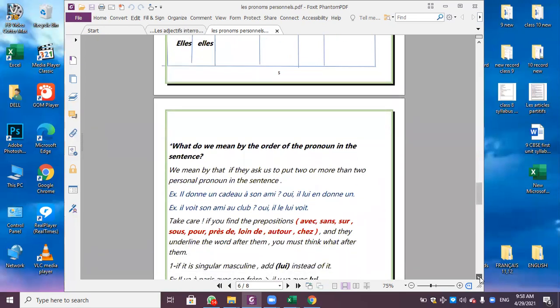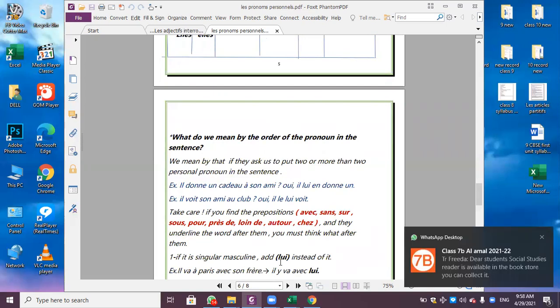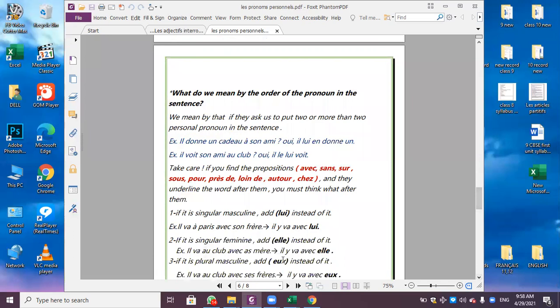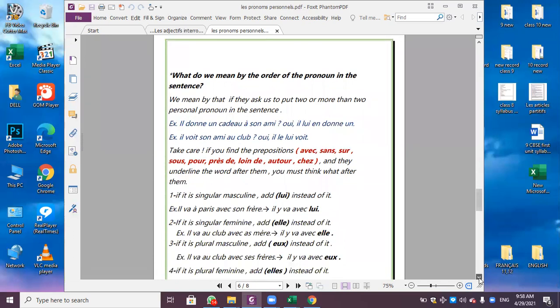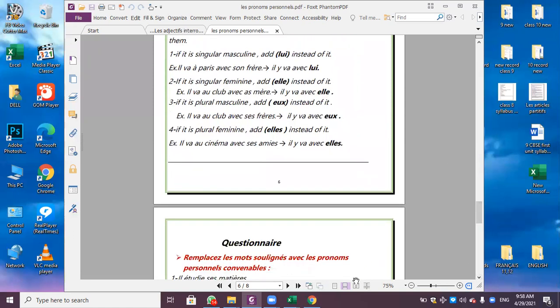Okay, take care. If you find the prepositions avec, sans, sur, sous, près, loin, autour, chez, and they underline the word after them, look at this word after the preposition. If it's singular masculine, it will be lui. Il va à Paris avec son père, il y va avec lui. If it's feminine, it will be elle. If it's plural masculine, it will be eux. Plural feminine, it will be elles with s. Merci beaucoup et au revoir.